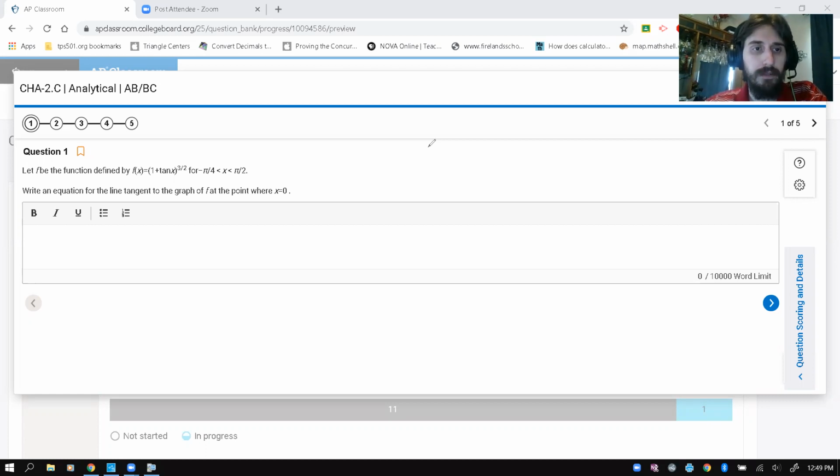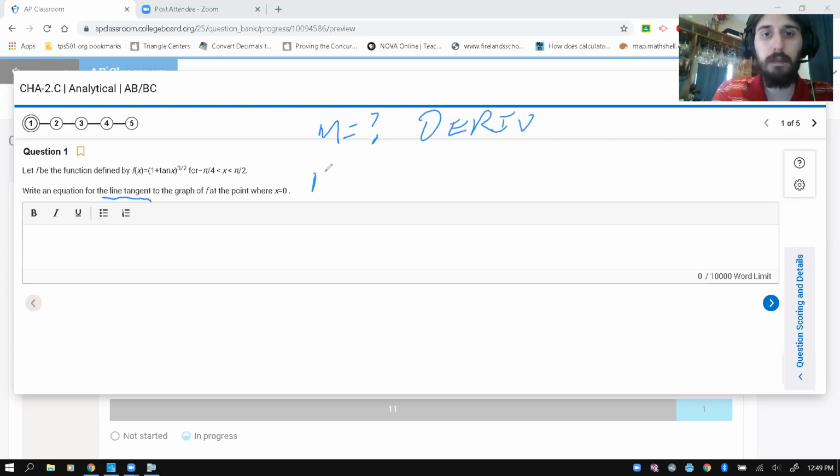Our first question. Let f be the function defined by f of x is 1 plus tangent of x to the 3 over 2 power. We need to write an equation for the line tangent to the graph. So to do this problem, we need to write a tangent line. How do you write a tangent line? Well, you need to know two things. You need to know slope and a point. So to find slope, we take the derivative.